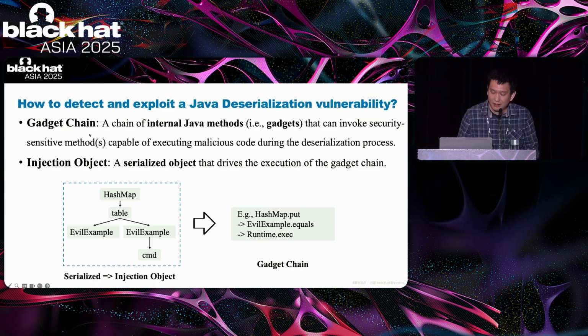What the gadget chain means is something borrowed from, for example, return-oriented programming, the ROP. It utilizes the polymorphism of Java methods so that it can invoke a series of security-sensitive methods that are capable of, for example, executing malicious code during this deserialization process. As we saw before in our motivating example, the gadget chain looks like we have HashMap.put, and then it will call EvilExample.equals, and then it will call Runtime.exec. So basically that leads to a chain that eventually executes the malicious code.